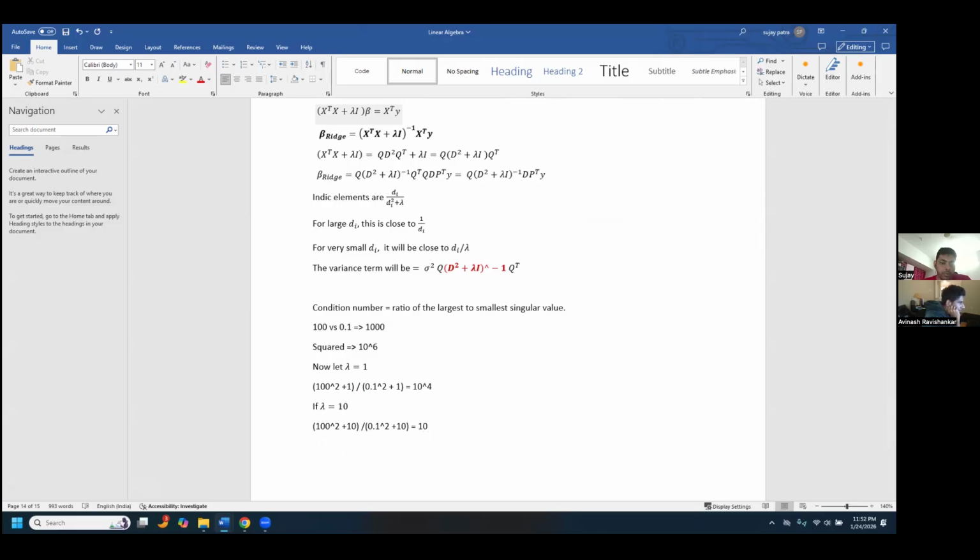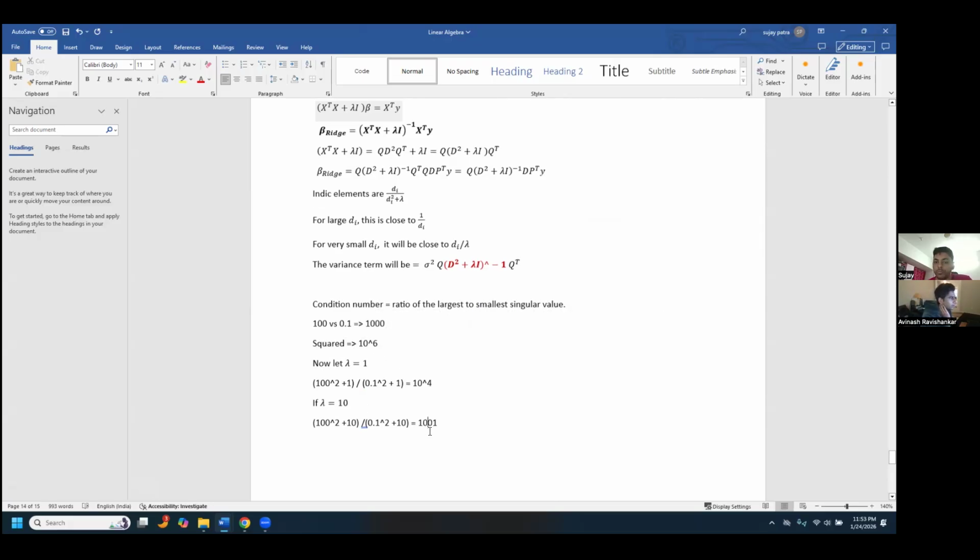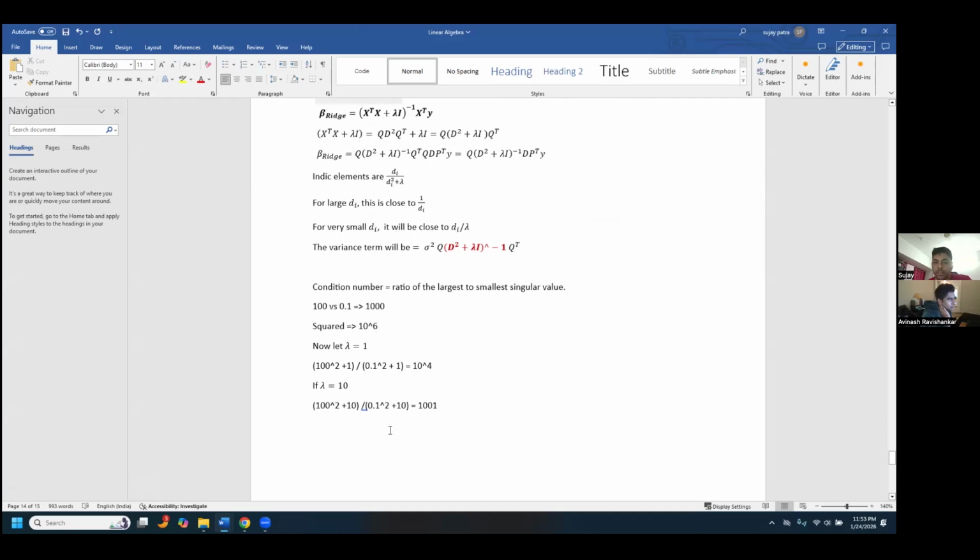10 power 3000 plus 1. That was plus 1. So instead of 10,000, we have reduced it to 1,001, much smaller. So it was originally 10 power 6. Now it went to 10 power 4 and then 10 square, 10 cube. So you can see how it is improving.